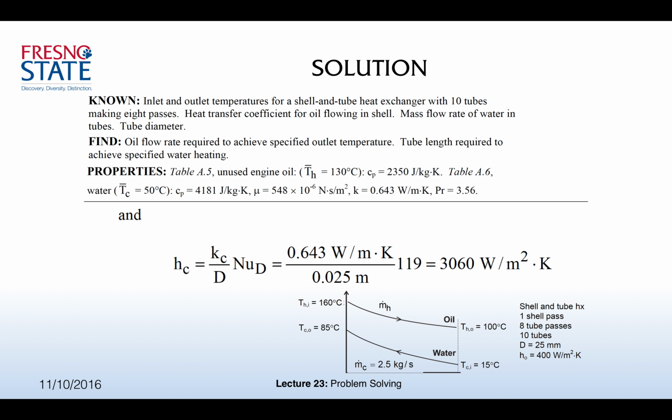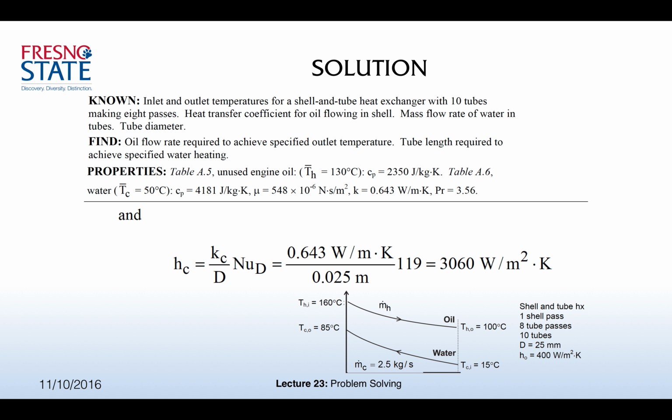So H cold, and I will call it later on H in, is equal to k for the cold fluid, the thermal conductivity, times the Nusselt number divided by D. I have everything. The thermal conductivity is from the table over there, 0.643 watts per meter Kelvin, multiplied by the Nusselt number 119, divided by the diameter of one tube, which is 0.025 meters. Therefore, the convection coefficient on the flow on the inside of the tubes of water is 3060 watts per meter squared Kelvin.